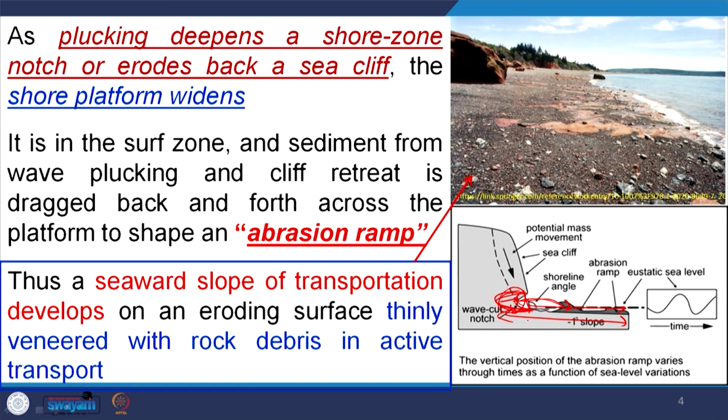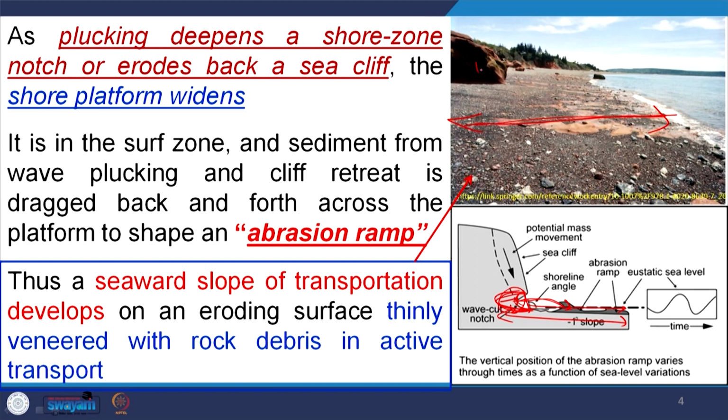So, it is the surf zone, and sediment from wave plucking and cliff retreat is dragged back and forth across the platform to sharpen the abrasion ramp. This platform is called the abrasion ramp. A ramp, if you see, is a flat surface. It is gently dipping, 1 degree or so, or less than 1 degree.